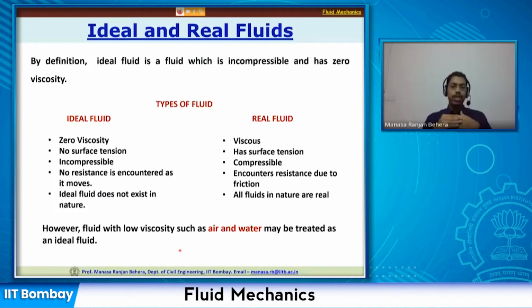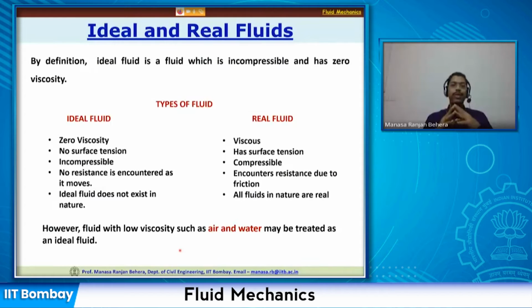If you have zero viscosity, then mu is 0. If you calculate the shear stress, tau is equal to mu du by dy. If mu is 0, your stress is going to be 0. If stress is 0, your force is 0. So there is no resistance. So basically it is based on the viscosity. And similarly, ideal fluid does not exist in nature, as I said. But whereas in real fluid, all these properties exist, and they are the real fluids in nature.